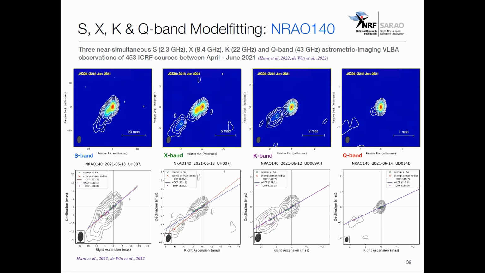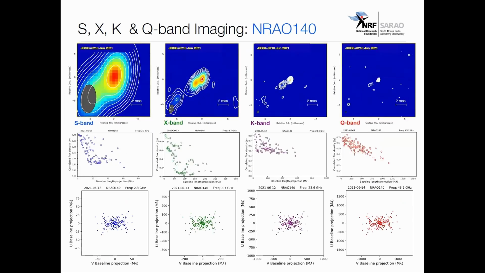Images here are all scaled to the minor axis of the beam so that we can compare the source structure. In K band here, this extended emission is not that big of a problem for celestial reference framework, but this really bright component here at X band is definitely not good for celestial reference framework. So the source structure does get better as we go to the higher radio frequencies.